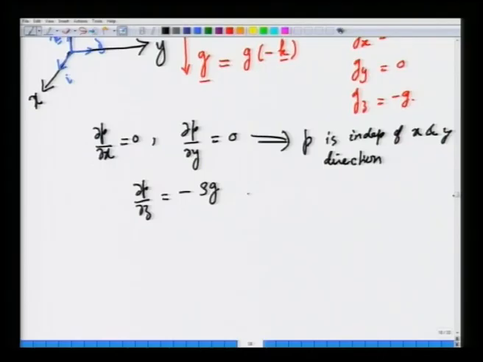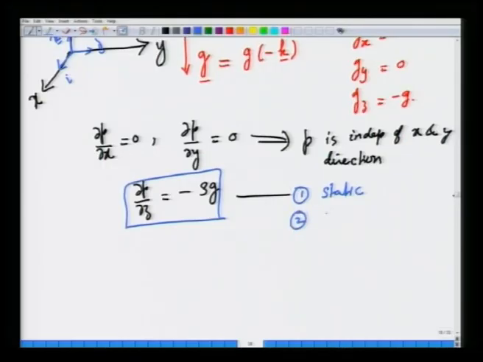And the way in which it is going to vary is this. So, what are the assumptions for when this equation is valid? This is a very important equation. This is valid for a static fluid, and the gravity is aligned along the minus k direction, and the gravity is the only body force.